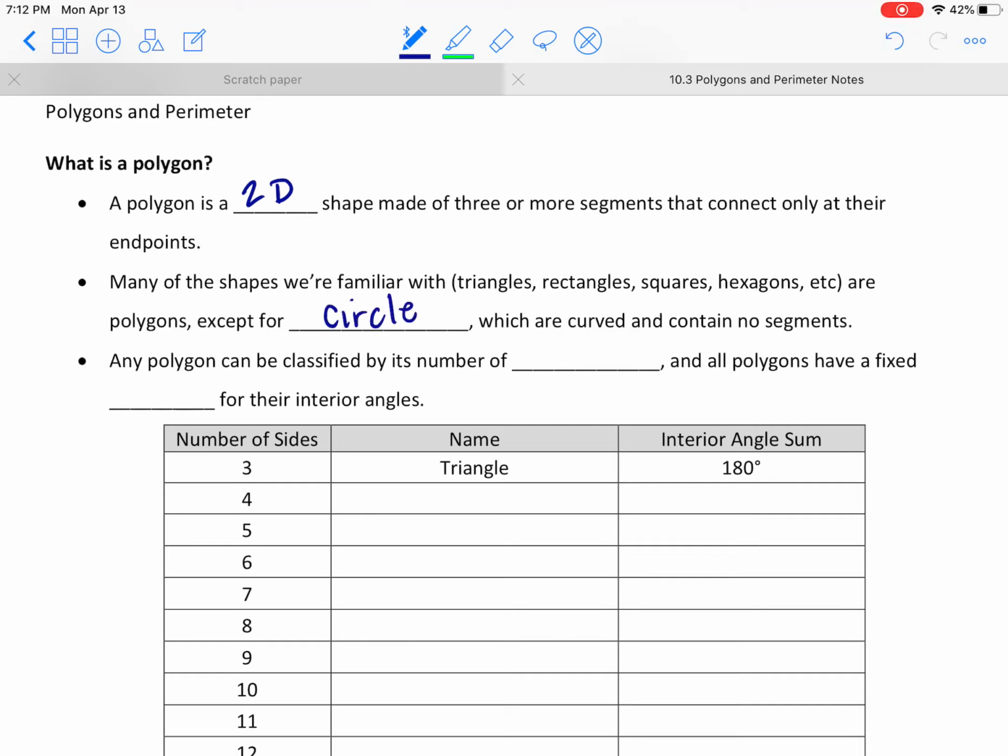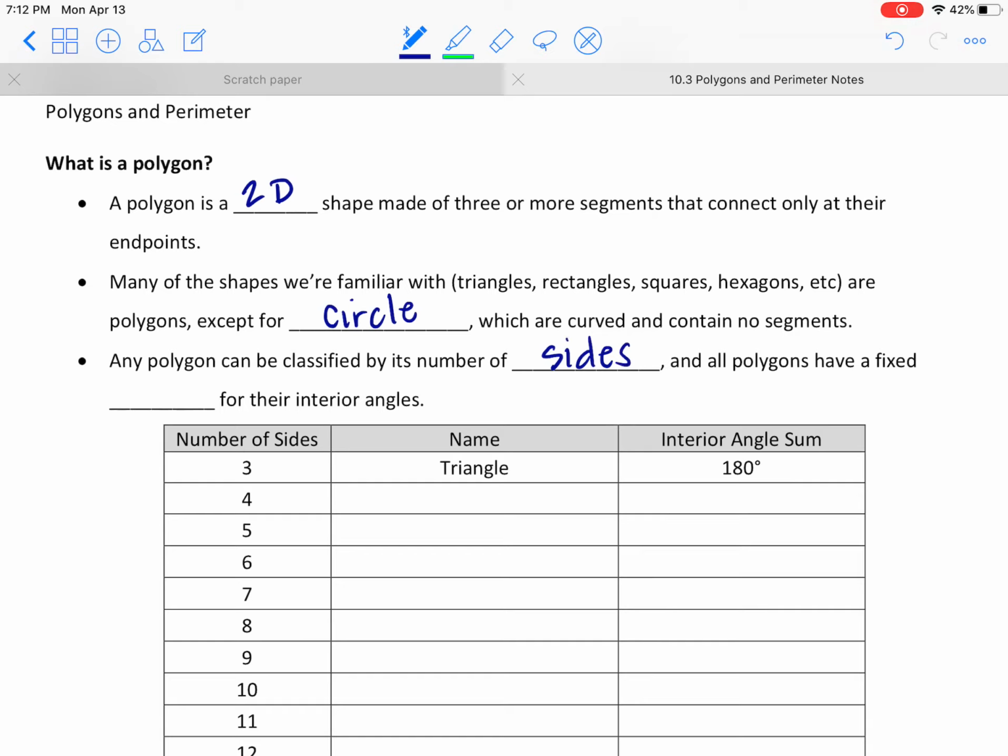So we can typically just equate the word polygon with shape, but we have to be careful. It does have to be a connection of segments to create that shape. So a circle is not considered a polygon because it's curved and there are no segments to create it. Okay? Now, just like the triangle had classifications, all polygons can be classified by the number of sides that they are made up of.